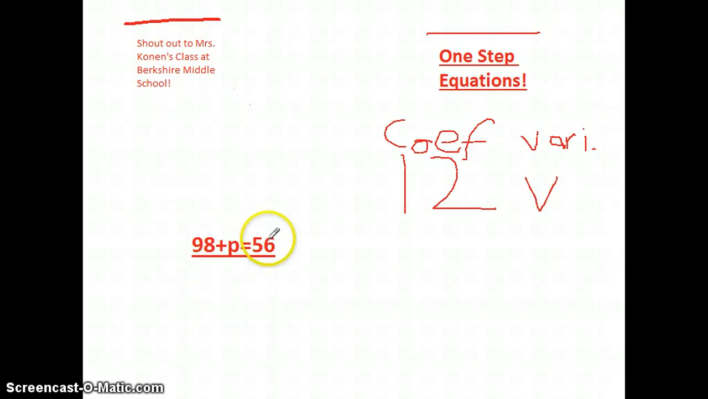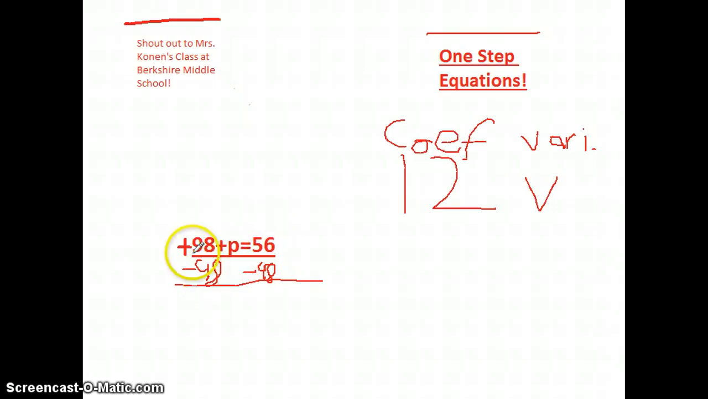Pretty simple. So, here's a harder one: 98 plus p equals 56. What you would do first is the same thing, except because 98 is on this side, it basically works like either a negative or a positive, so it works either way. Since this is a positive 98, we would do minus 98, and then we would also do minus 98 on this side.